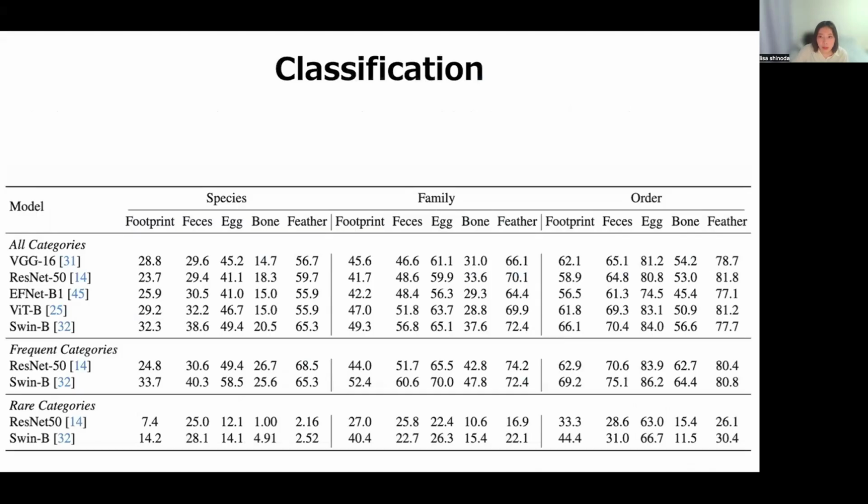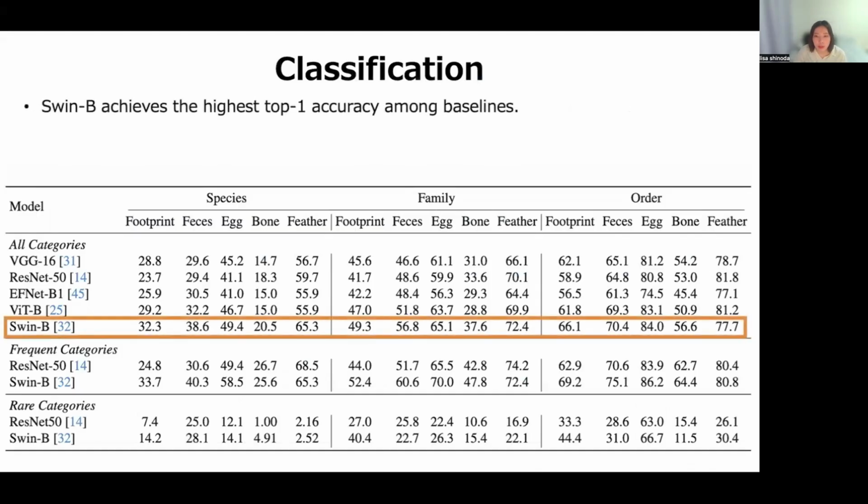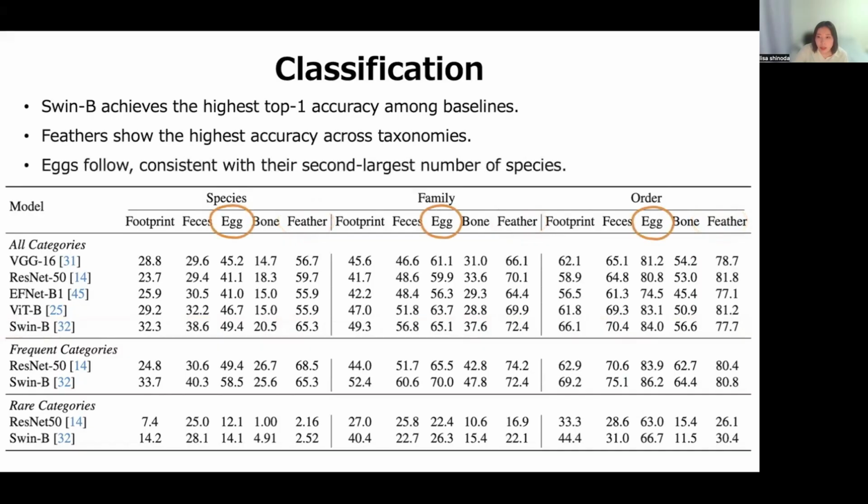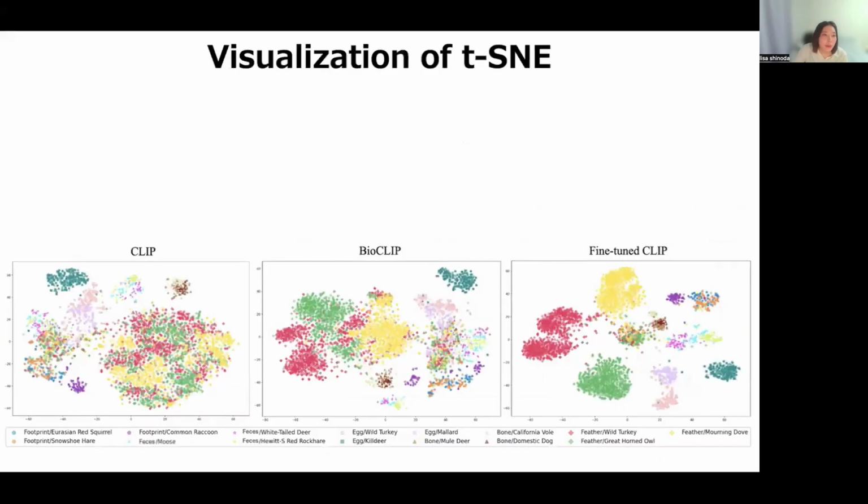Let's move on to the experiment part. This is the classification benchmark. At first, we define the top 20% of species in our training split as the frequent categories, and the bottom 20% as rare categories. Overall, SwinB achieves the highest top accuracy among all baselines. FEDA shows the best accuracy across taxonomic levels, followed by X, which also has the second largest number of species in our training split. This is a visualization of t-SNE.